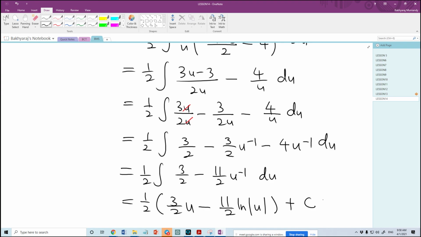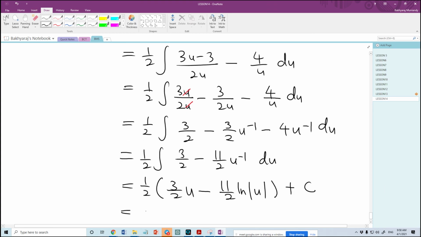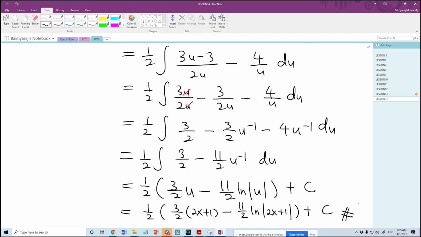And the u, you replace with 2x plus 1. The last answer will be 1 over 2 bracket 3 over 2 times 2x plus 1 minus 11 over 2 log 2x plus 1 plus c. Okay, we have come to the conclusion.